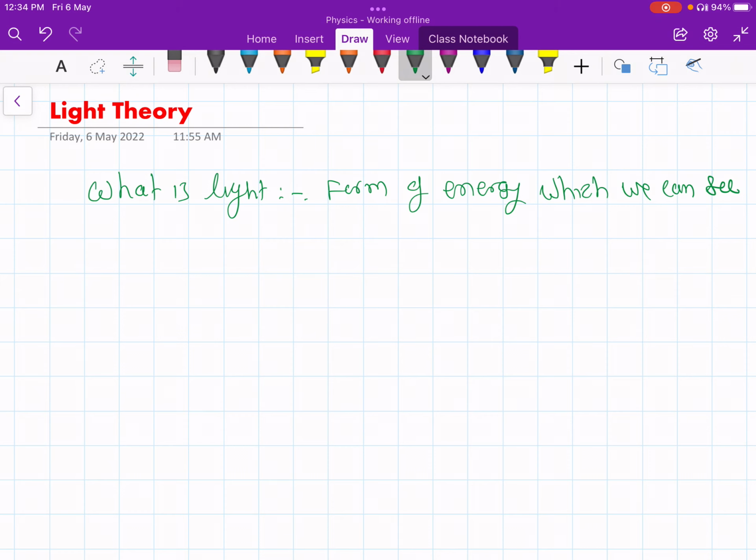But how does this light travel from one place to another? We can't see it. Does it have legs? Then how does it walk from one place to another? When we can't see things, what physicists do is propose different theories. So the first theory proposed is the corpuscular theory of light.